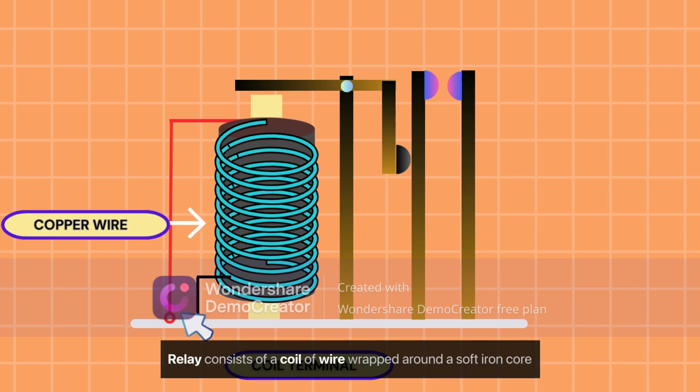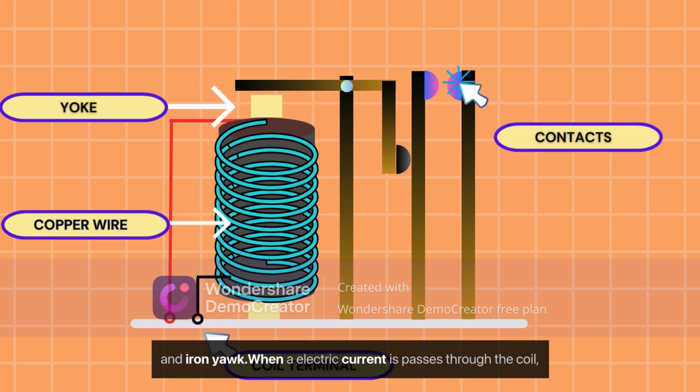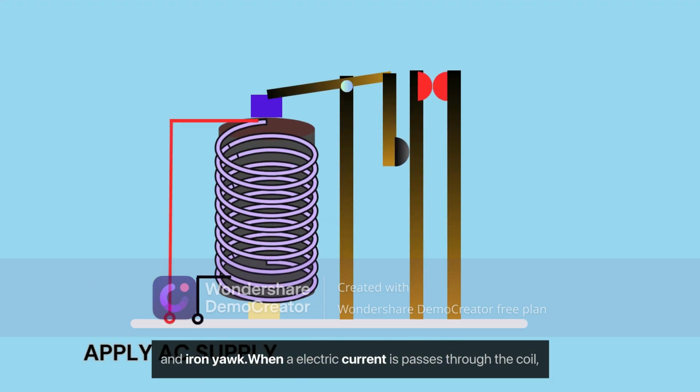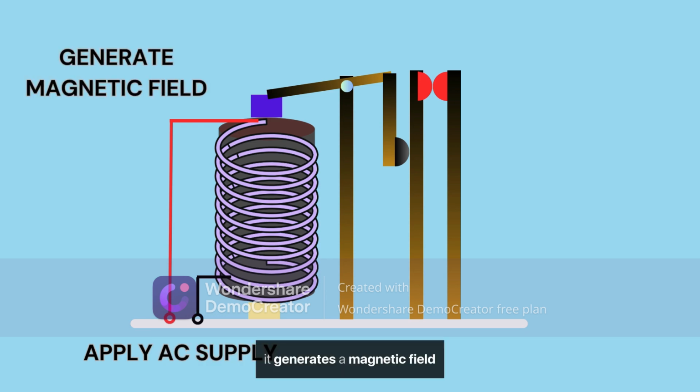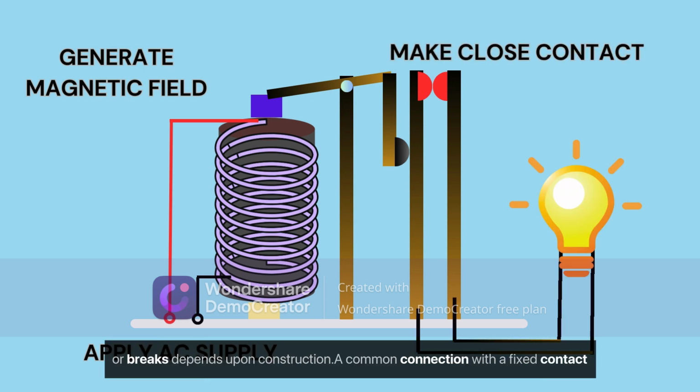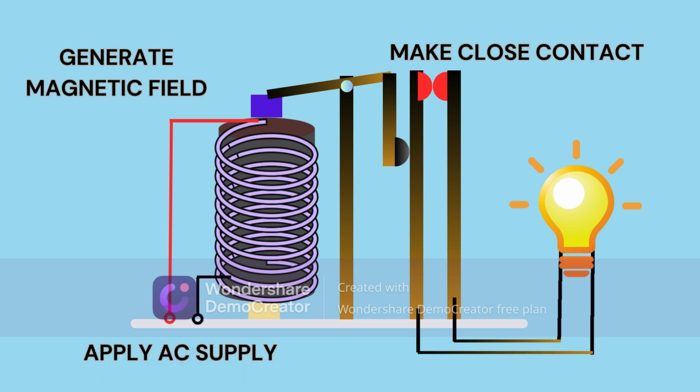A relay consists of a coil of wire wrapped around a soft iron core and iron yoke. When an electric current is passed through the coil, it generates a magnetic field that activates the armature, and the consequent movement of the movable contact either makes or breaks a connection with a fixed contact, depending upon construction.